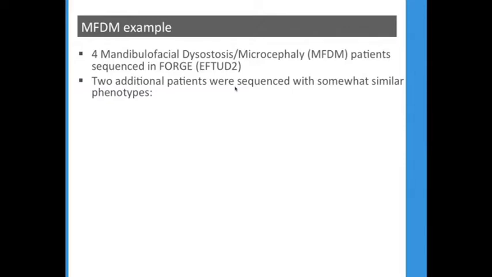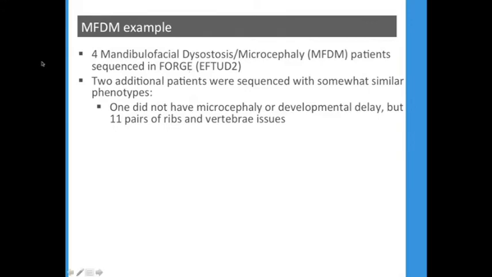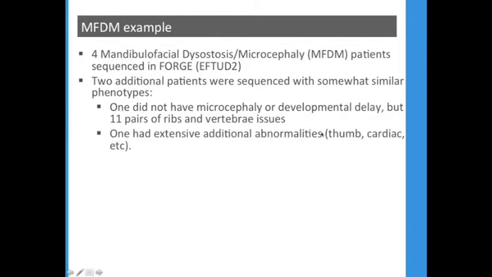And the 2 patients had similar presentations to MFDM, but there were some things that were off. One, for example, did not have microcephaly or developmental delay, but had 11 pairs of ribs and other vertebral issues, while MFDM patients typically have microcephaly and have mandibulofacial symptoms. The other one had extensive additional abnormalities besides MFDM, including thumb and cardiac.